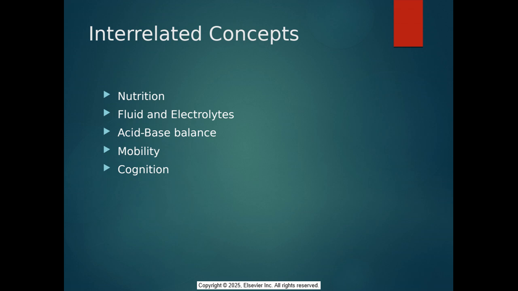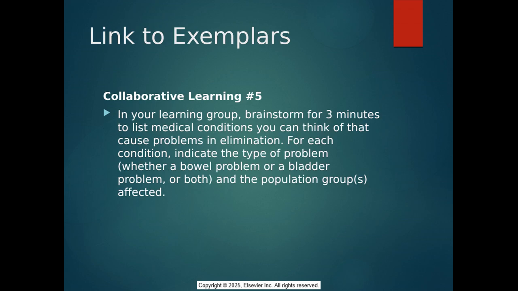Mobility, I've talked about that. If you're not mobile, you're not up moving around, or you can't get up and move around for whatever reason, you're going to have retention issues. Cognition, I talked about delirium, Alzheimer's, mental health impairments, etc. All right, well, we're not brainstorming, so let's see what else we got.